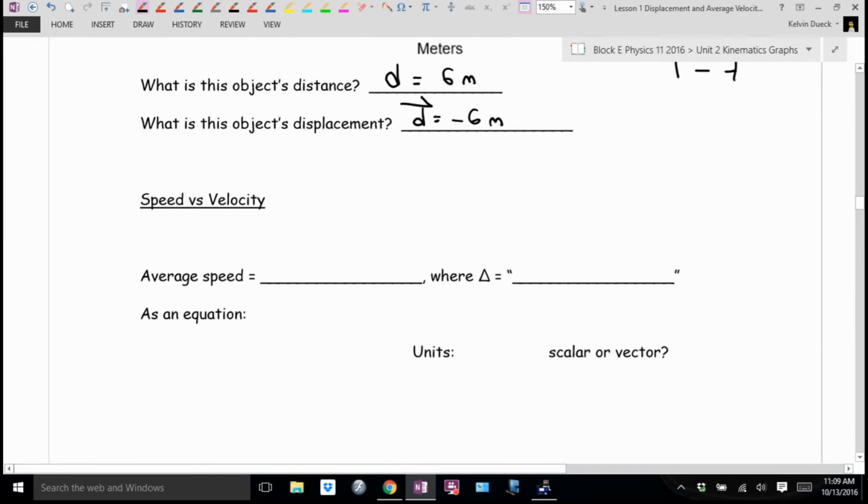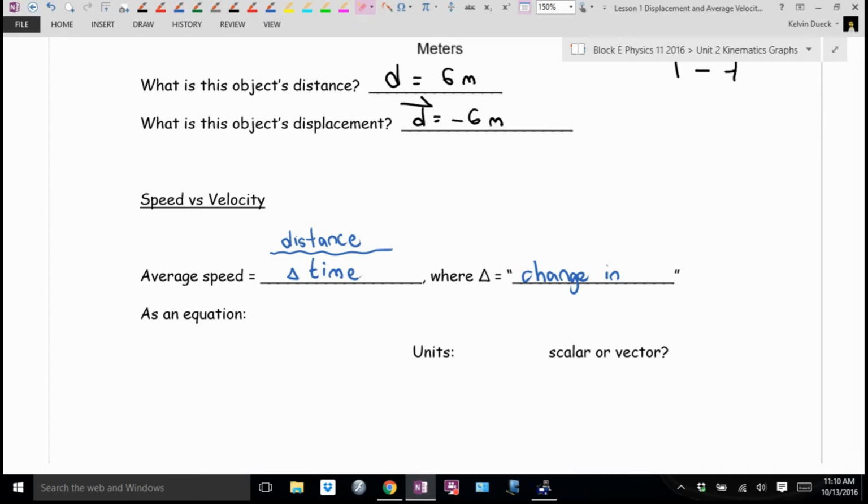And now that we've talked about distance and displacement, we can talk about speed and velocity. Average speed is the distance divided by delta time, where that delta means change in. Harshpreet, did I write an English word there? Say yes. Did I write an English word there? Say yes. Too much writing.